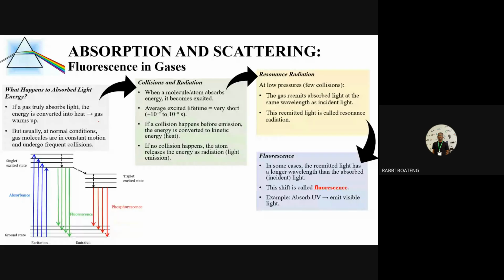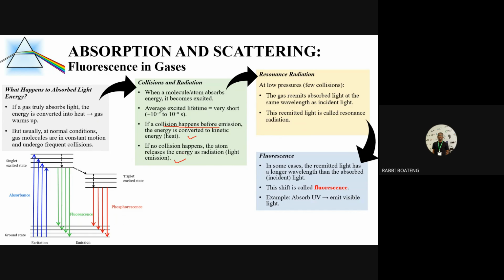The condition is, if the collision happens before the emission, then the energy is changed to another form of energy that we call heat. But if there's no collision, something is released, and that is another form of energy, but this time in the form of radiation. And that is the light emission.